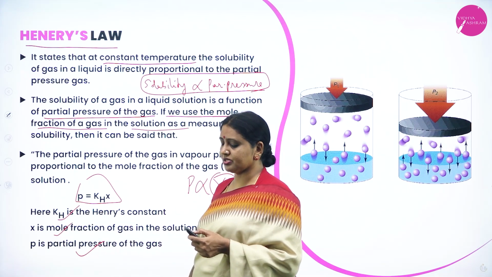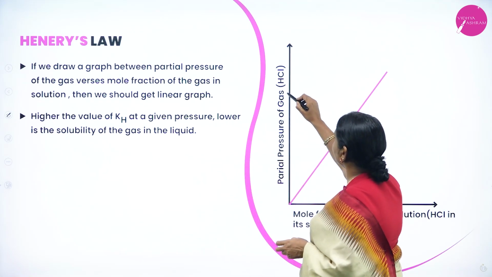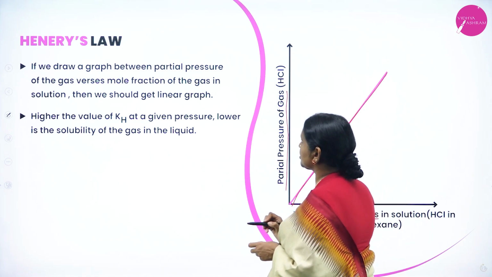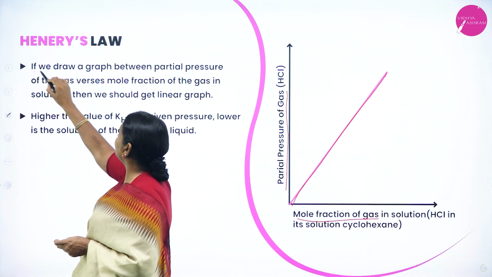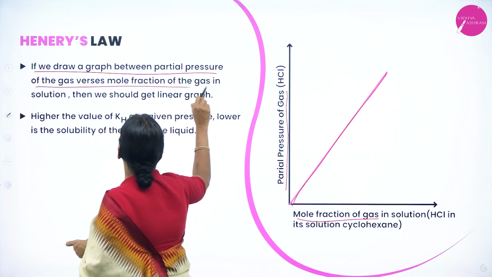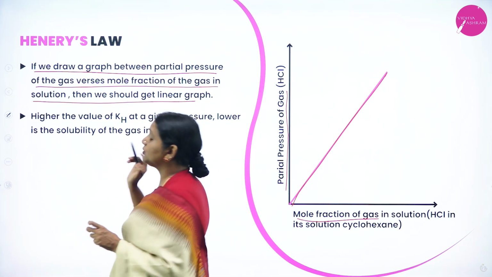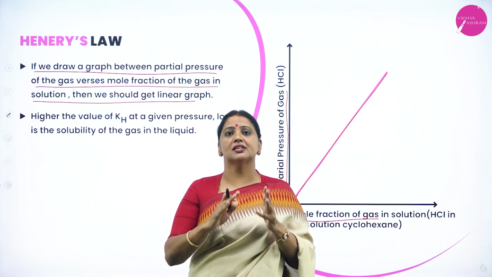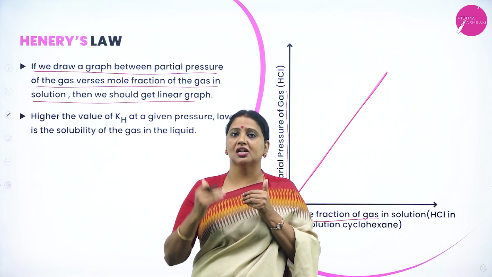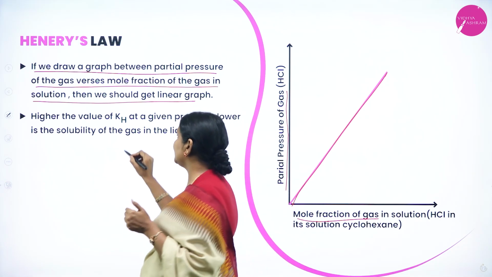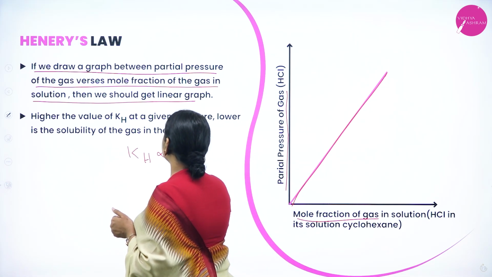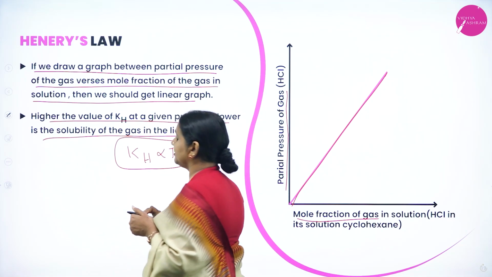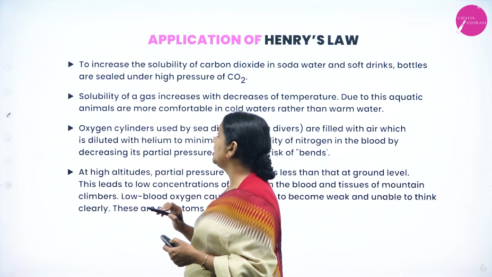For Henry's law, when I plot a graph of partial pressure versus mole fraction, we will get a linear graph which passes through the origin. What is the graph for Henry's law? Partial pressure versus mole fraction. And this K_H value, Henry's constant, is directly proportional to temperature. So the higher the value of K_H, the lower the solubility, and it is directly proportional to temperature.